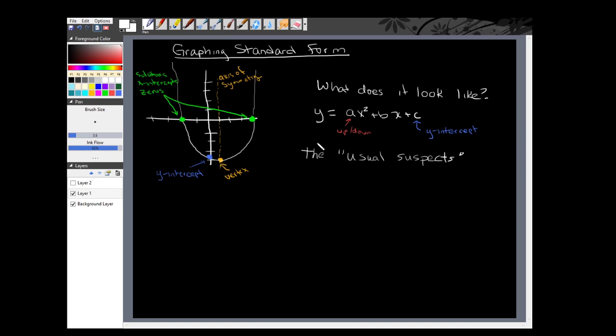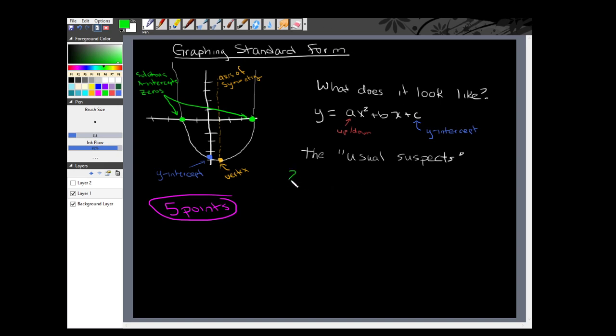When we are graphing in standard form, we're usually looking for what I call the usual suspects. When we graph, we're usually wanting 5 points on our graph for quadratics. That's our goal. Now, some people are really picky and ask for 7. I could tell you how to get the 7 points, but 5 points is usually good enough.